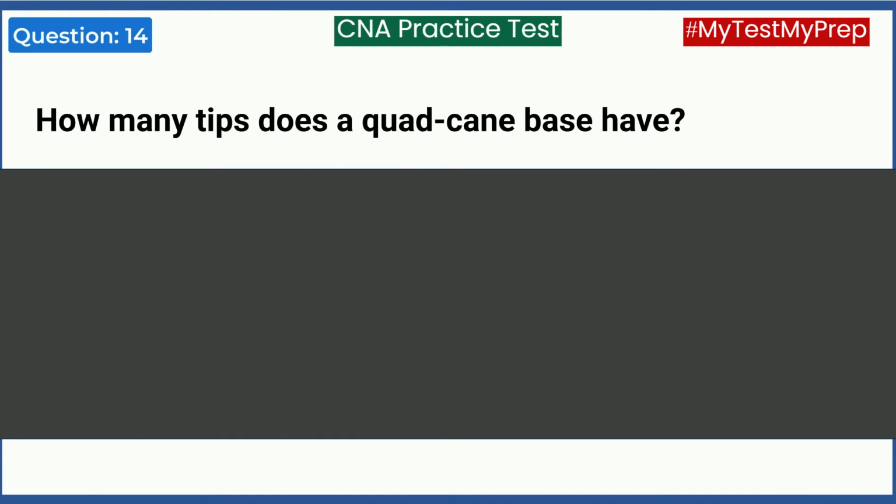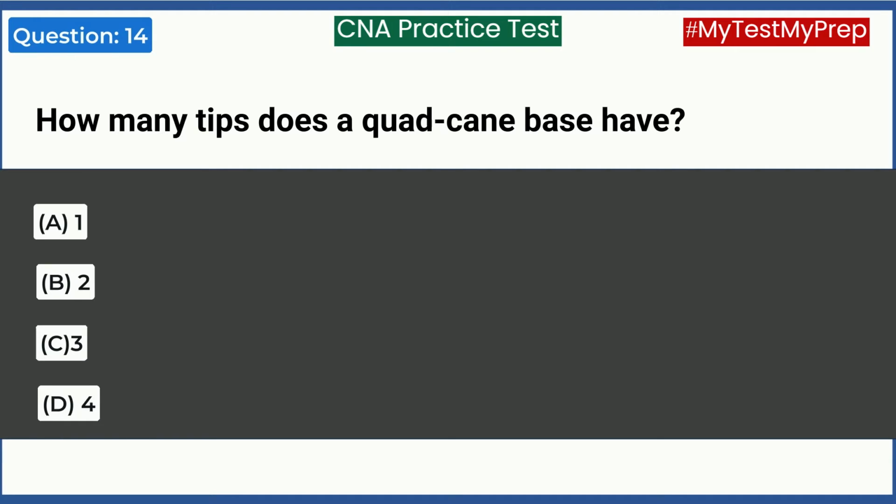How many tips does a quad cane base have? A. 1. B. 2. C. 3. D. 4. Answer: D. 4.